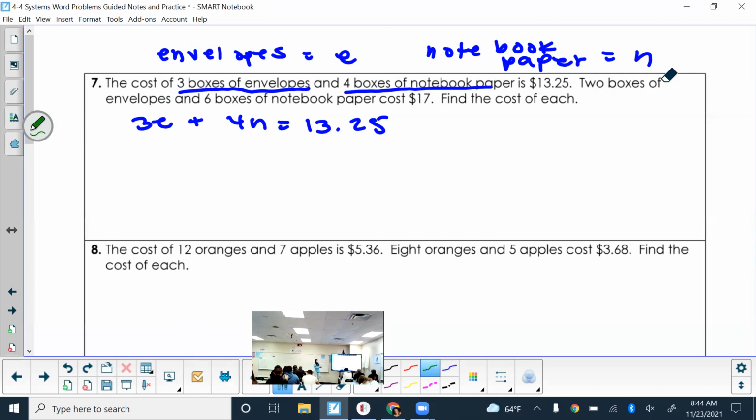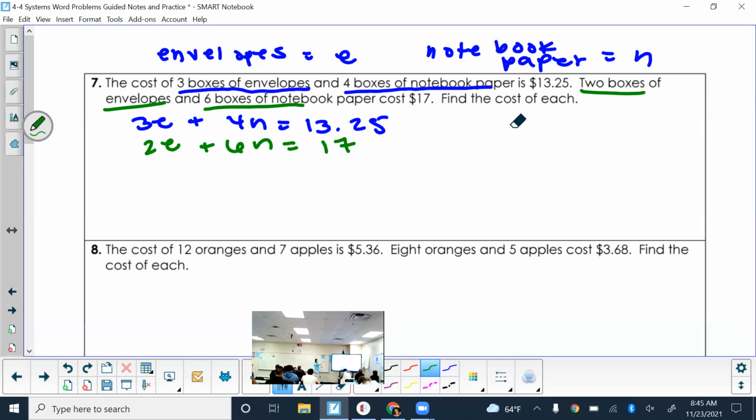The other equation we get from 2 boxes of envelopes. So how would you write that? Good. And then 6 boxes of notebook paper. How would you write that? Good. And again, combined, they cost 17. So we're going to add these together over here. And since that's what it equals, that's the total, equals 17. So that's the hard part, is setting it up. Questions?